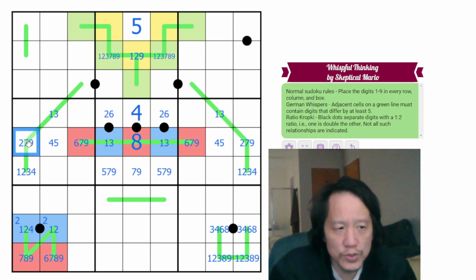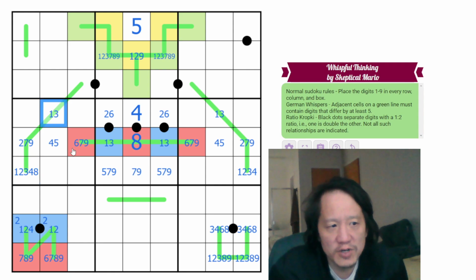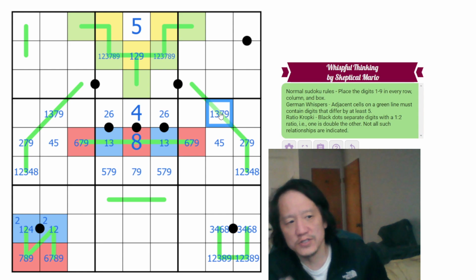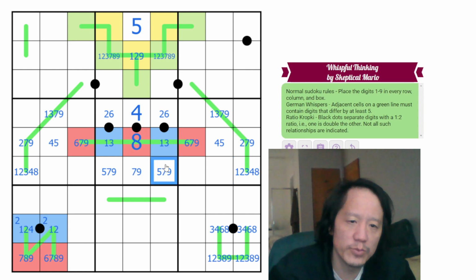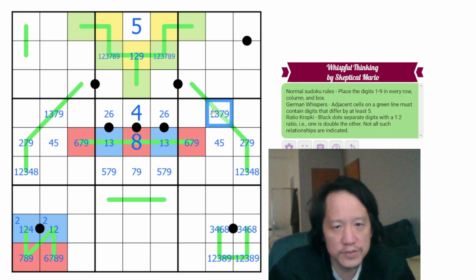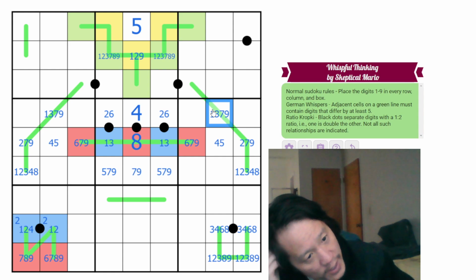If this is 2, it cannot be 6, so this must be 8, and this must be 7 or 9. If this is 2, same thing. This is 8, and this is 7 or 9. Because it can't be 7 or 9 here, because this is a 5, 7, 9 triplet. So 6 is either here, or it's one of these two. So this is 1, 3, 7, or 9.